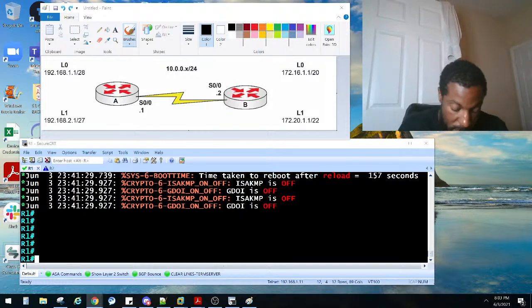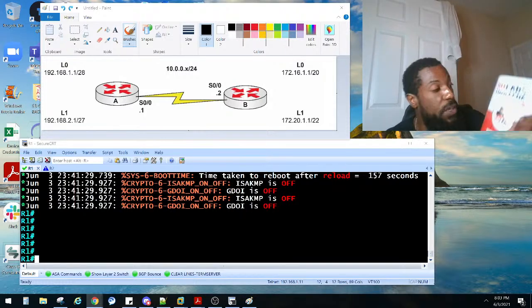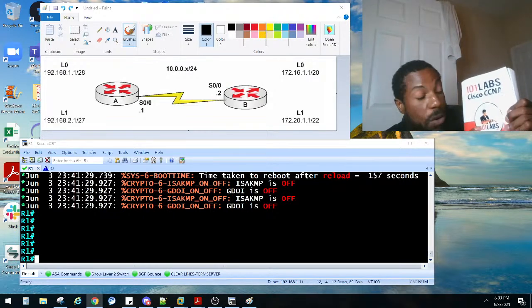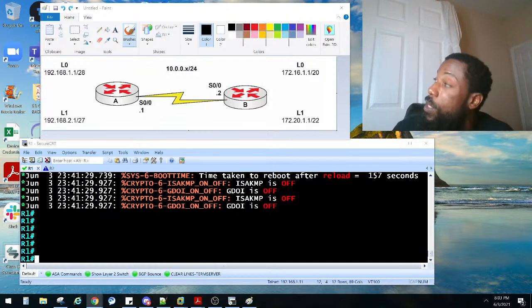I hope you got Packet Tracer or EVE-NG or whatever you are using to follow along with this lab. But this is the lab guide we use if this is the first time you're tuned in. 101 Labs, Cisco CCNA version 4. You can get a copy of this from 101labs.net. That's their website. There's also a link in the description box below. It'll take you to Amazon, so you can get the book from there.